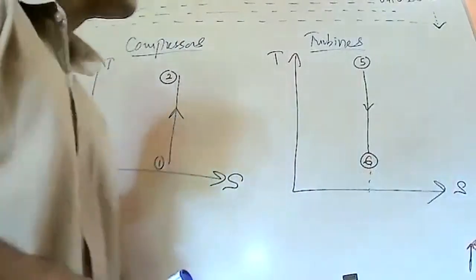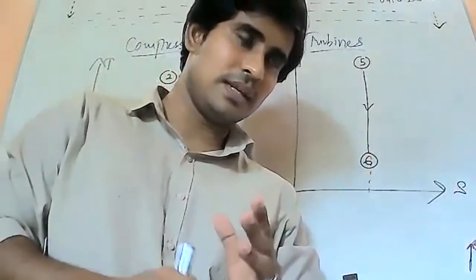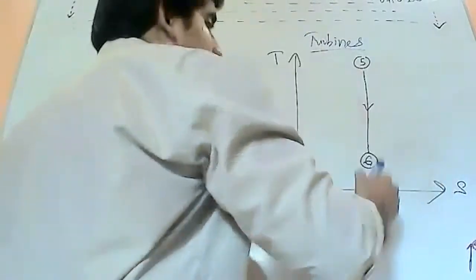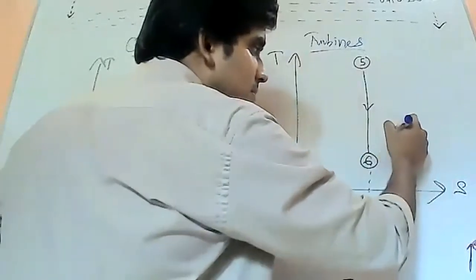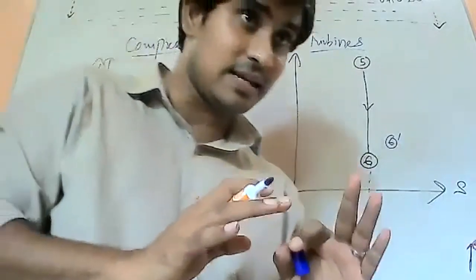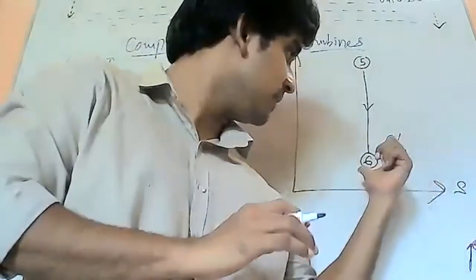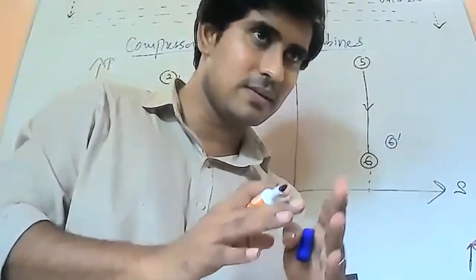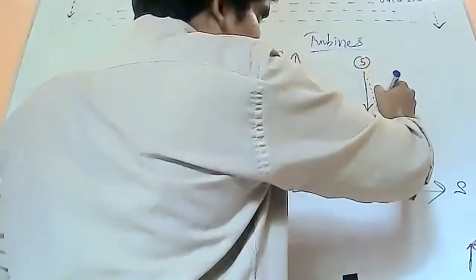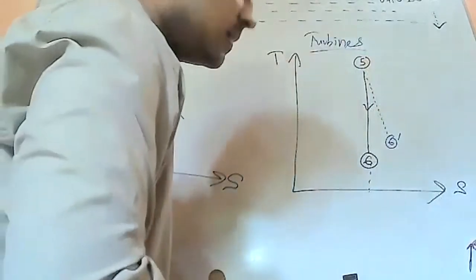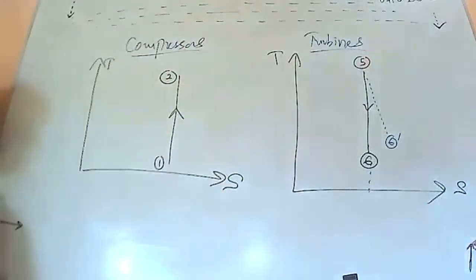Now, according to the actual scenario, it is doing lesser work than the expected ideal scenario. So this point 6 would become 6 dash. But there is no formula for us to find 6 dash. We can only find the value of point 6 from the ideal equation, because equations always give us the ideal values. So this is how the point varies under the turbines. Now let's consider the compressors.